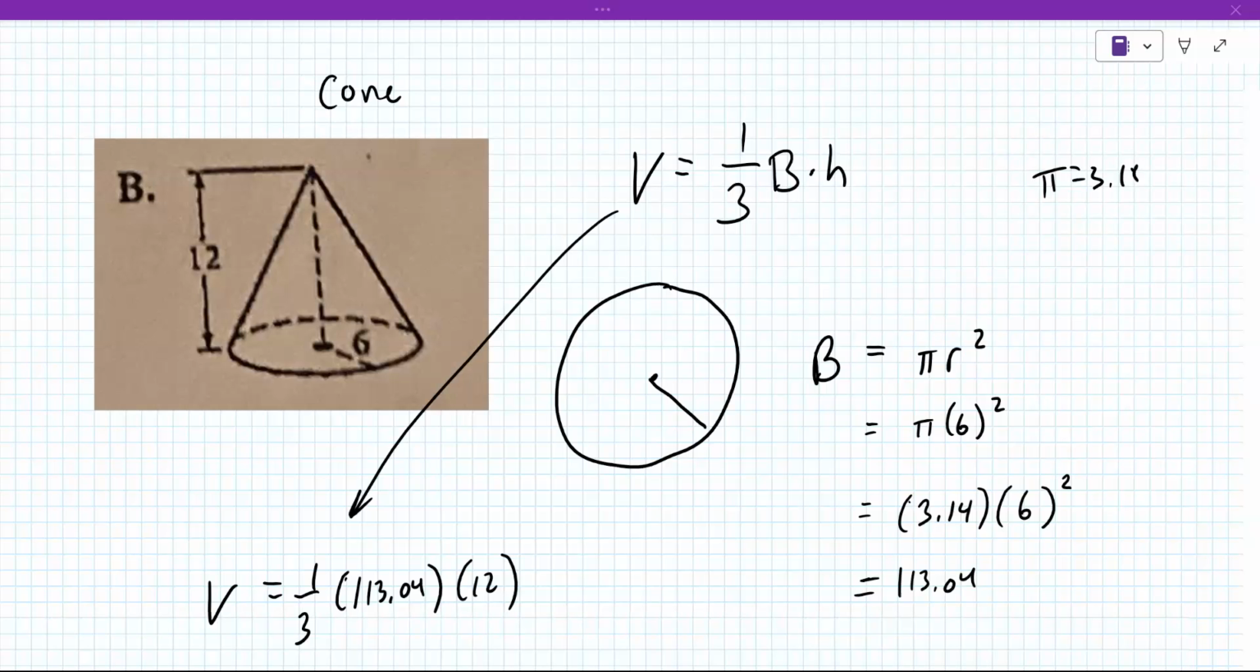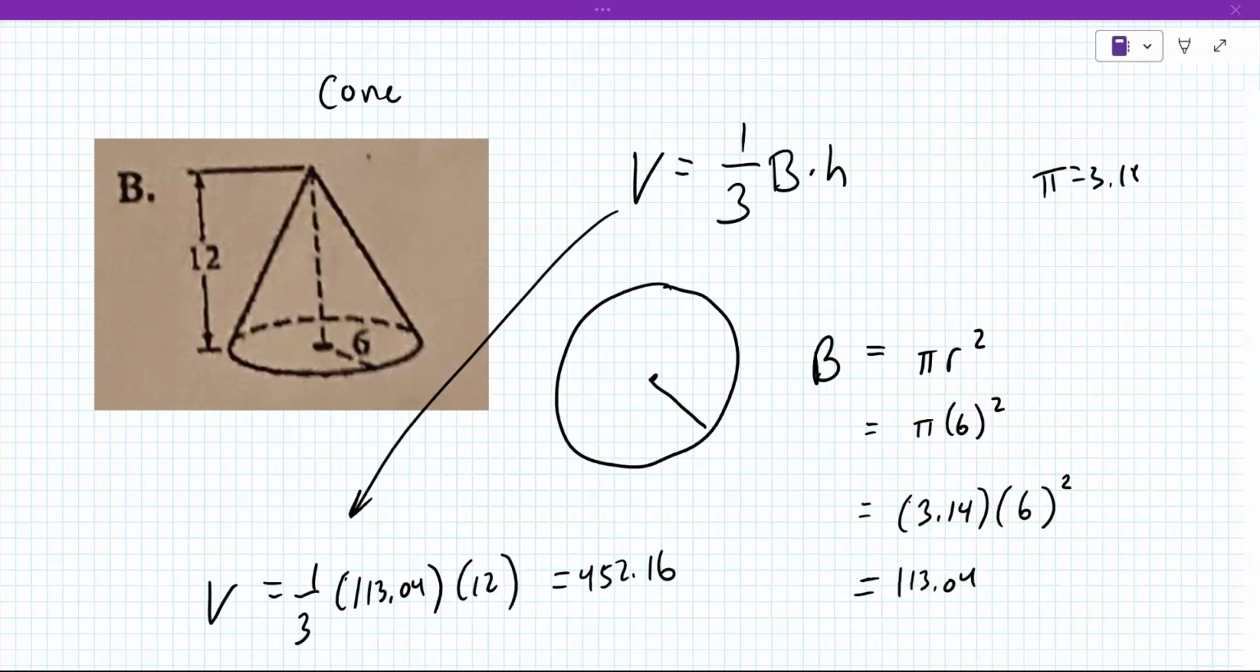452.16. Very good. Okay, do you feel pretty good about the calculations there? Excellent. All right, so now we're going to move to some other types of problems that you might have seen. Let's look at some prisms now.